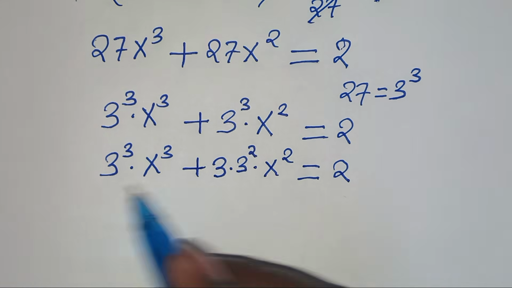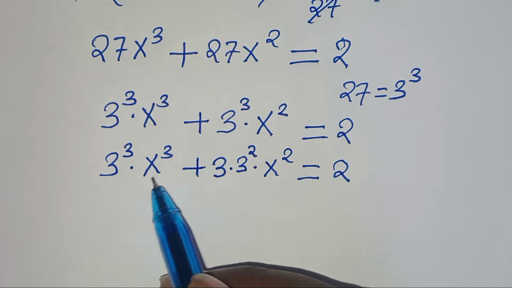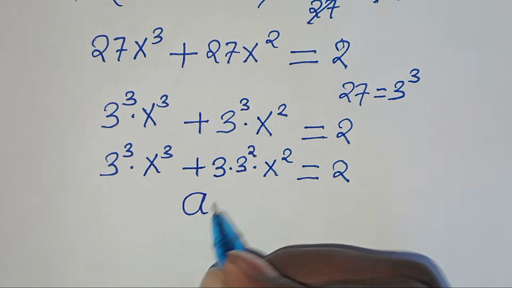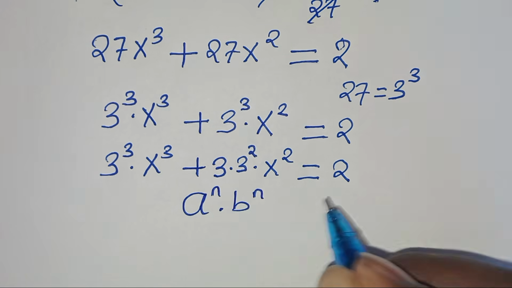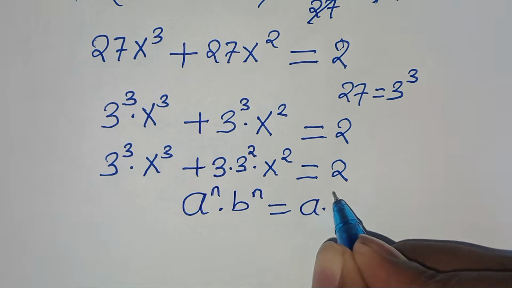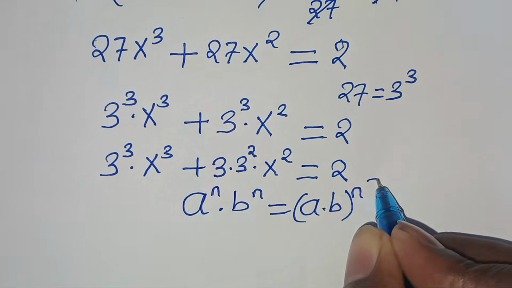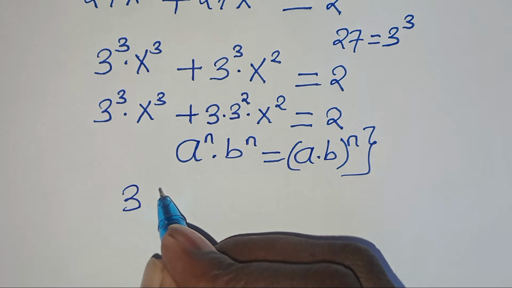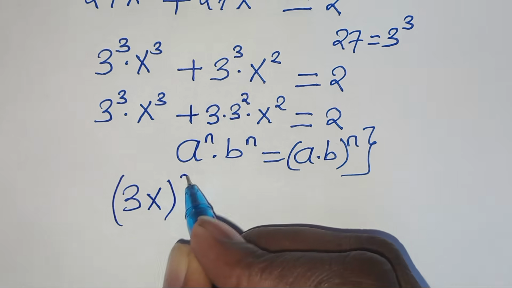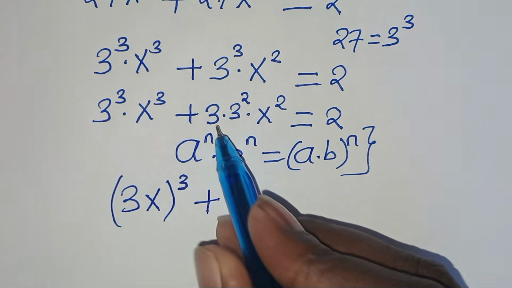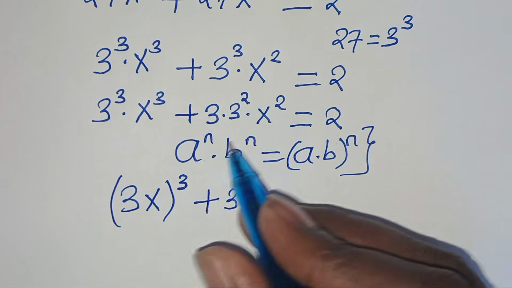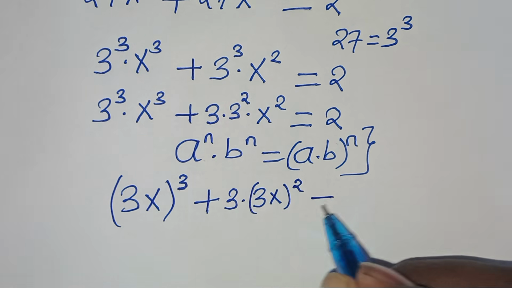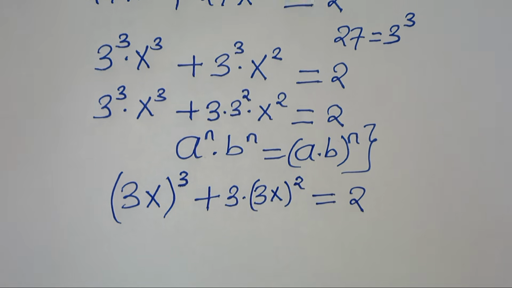Okay, now the next step is that we have 3 to the power of 3 times x to the power of 3 and 3 to the power of 2 times x to the power of 2. This is of the form a to the power of n times b to the power of n, which can be expressed as a times b raised to the power of n. Now, applying this exponent property, this means we have 3x raised to the power of 3, then plus 3 multiplied by 3x raised to the power of 2. This is equal to 2.